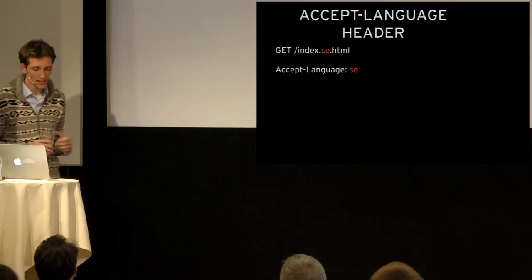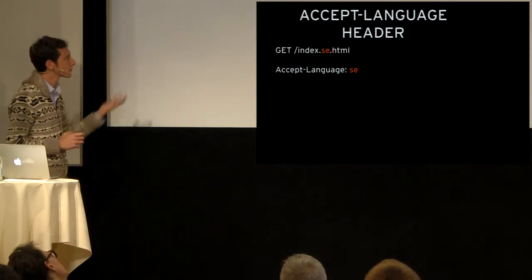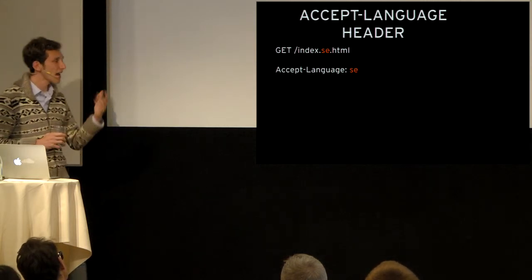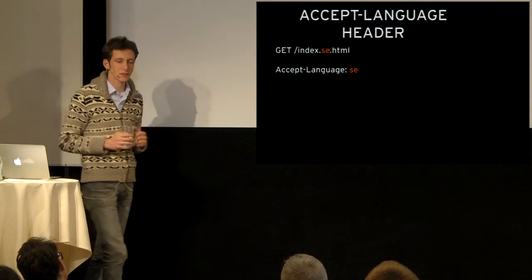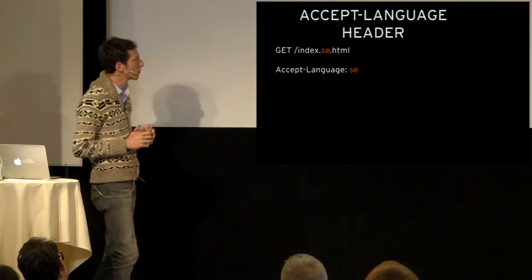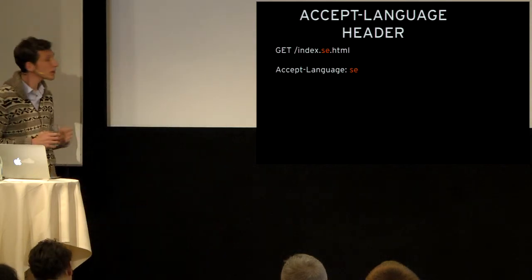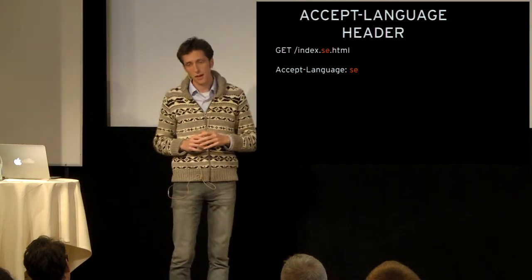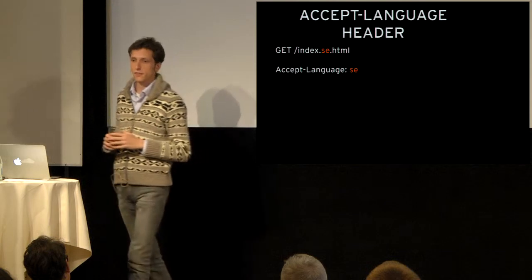So you see things like this all the time. There's some resource like index.se.html, where se is a language, right? So the English version might be .en, the German version might be .de. But most browsers send along an Accept-Language header. And obviously API clients can do this as well.